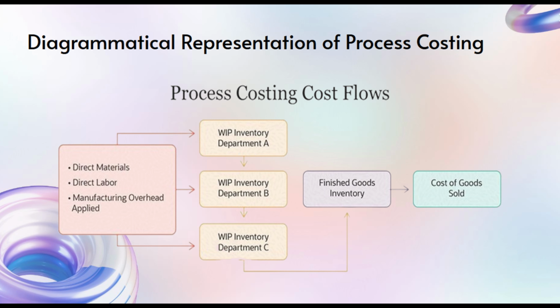So you can see that from the work in progress inventory, department A, let's assume that's the first process, goes down to the second process, down to the third process, then down to the finished goods inventory, and then to the cost of goods sold. That's the selling of the product.